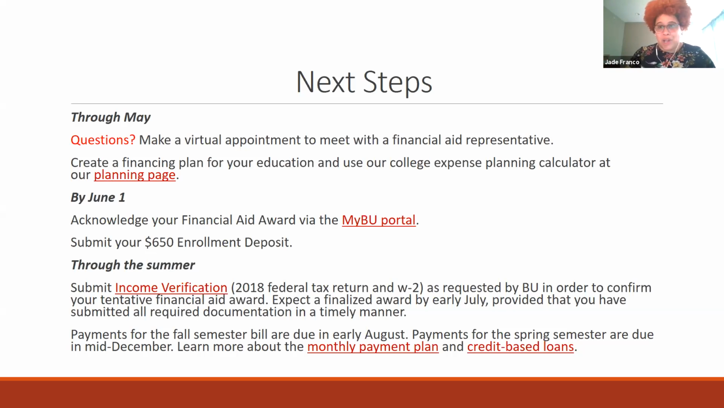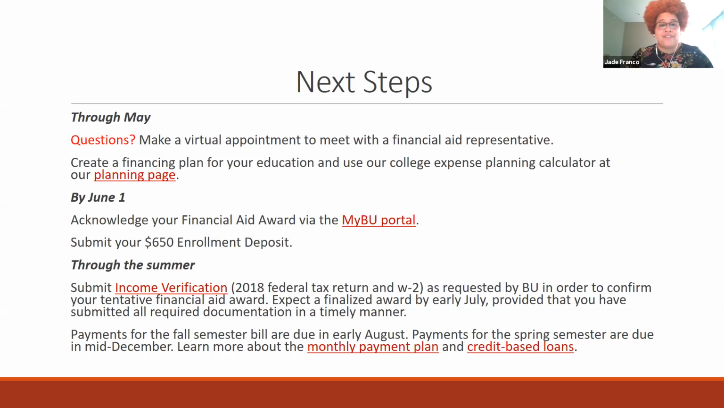It might take a little longer to process a check through the mail, so please make the payment online. And through the summer, we will ask students for income verification documentation if you haven't already submitted it during an appeal or another circumstance. We'll ask you for copies of those tax returns and W-2s. So if you and your family are not sure where you put it, you can start looking for it, since we will ask you for that documentation.